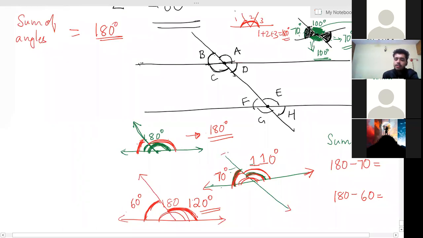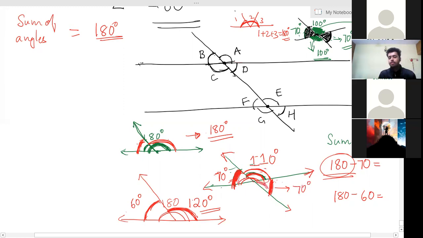So this is called a linear pair. Any two angles which are on a straight line, if you add them up, you're going to get 180. That means 110 plus 70 gives you 180. So if you know this angle, you can find out all the other angles. Just now we learned this is 70 degrees. What about this angle? That's also 70. Yes, very good, because these both are vertically opposite angles.